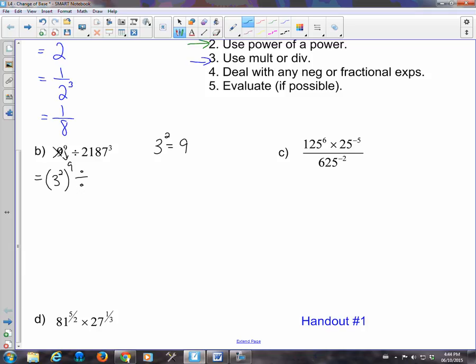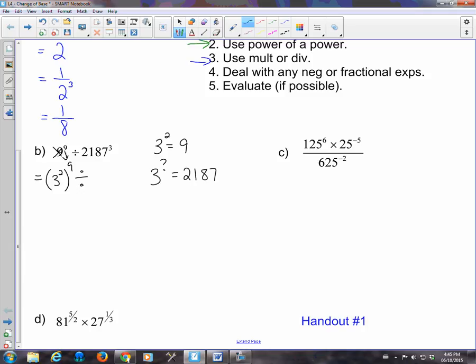I want to change the base. Now I just have to figure out what exponent will give me 2,187. There is no button to push on your calculator. You have to play around and figure it out. So play around with your exponents. 3 to the exponent 8, 3 to the exponent 4, 3 to the exponent whatever, and figure out what it is.